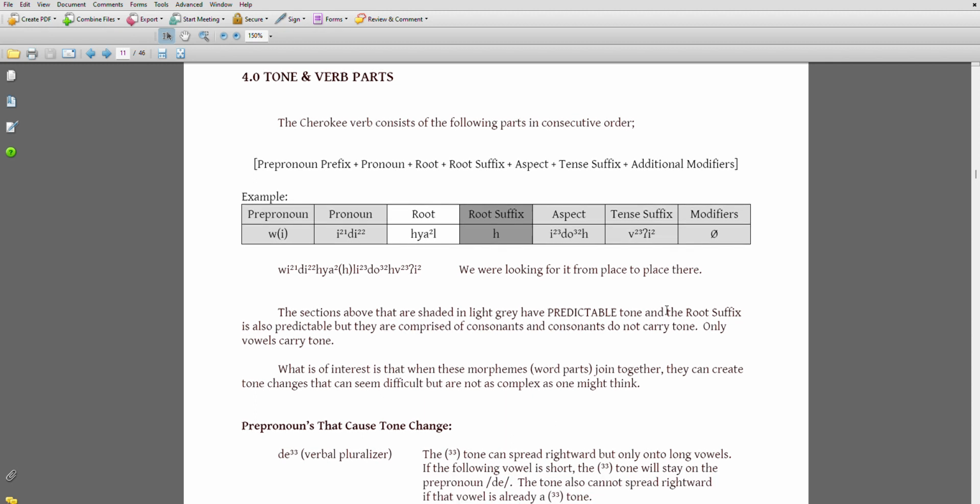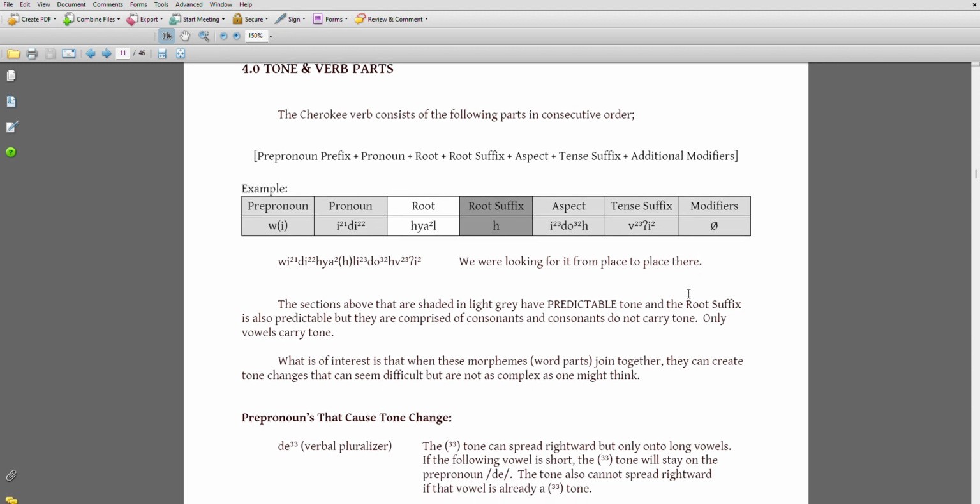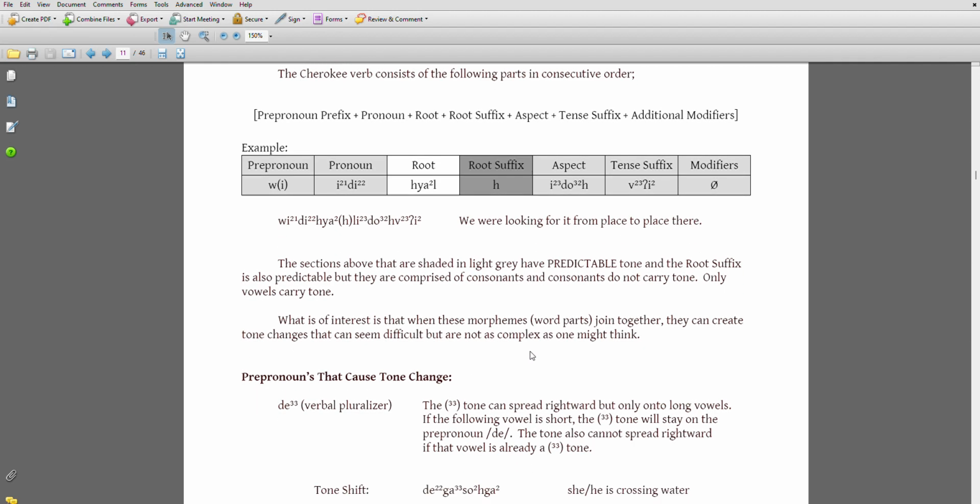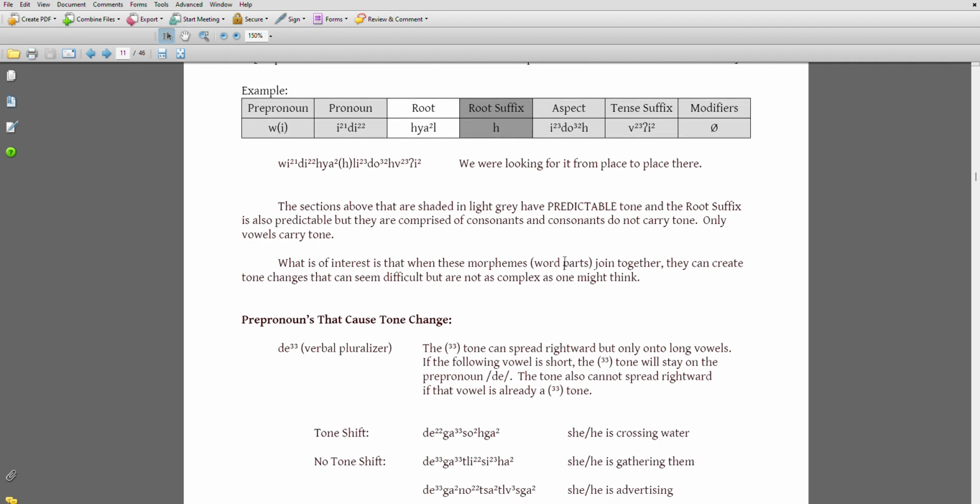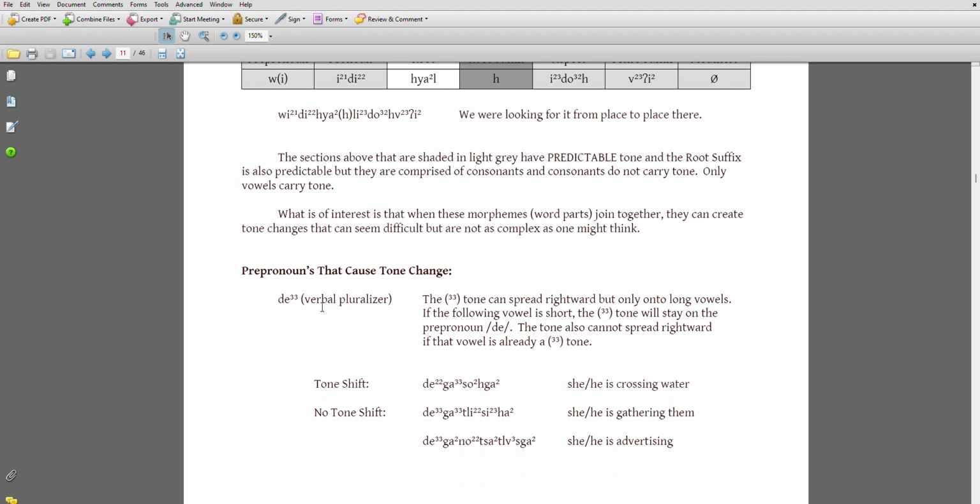What is of interest is that when these morphemes or word parts join together, they can create tone changes that can seem difficult but are not as complex as one might think. So here are some examples where pre-pronouns cause tone change. The pre-pronoun de, its default tone is a 3-3, and that's the verbal pluralizer.